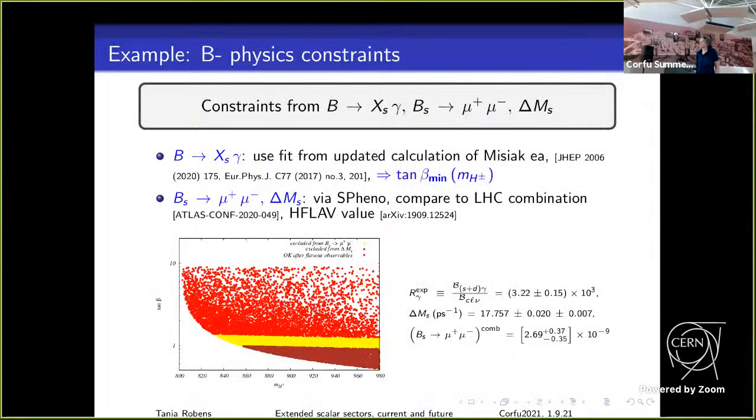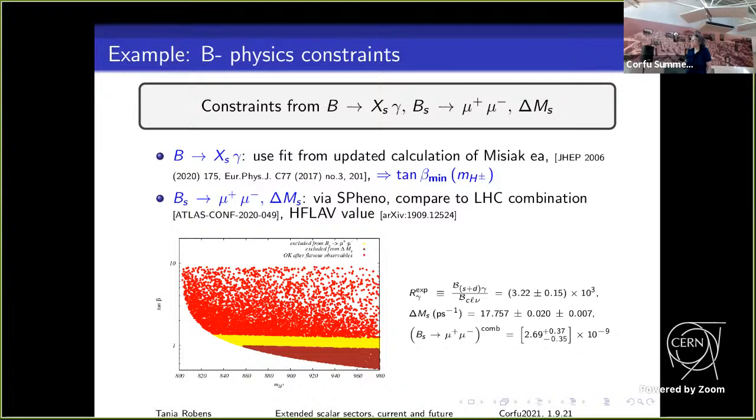So B physics, the typical picture again for any two-Higgs-doublet model type 2. Here you have the charged mass, and here tan beta. What is important is that you basically have a lower bound on tan beta from Bs to mu mu, and also delta MS, but in fact Bs to mu mu is the most constraining.